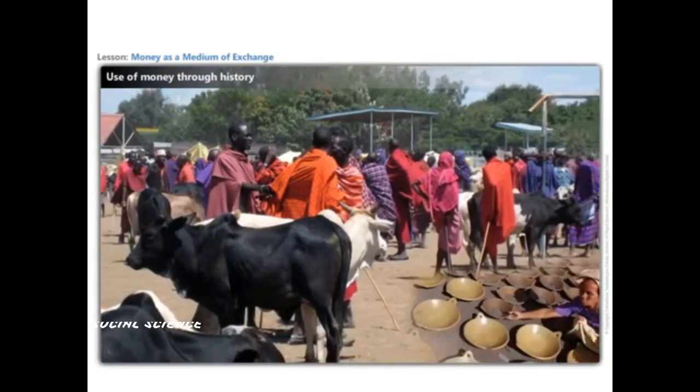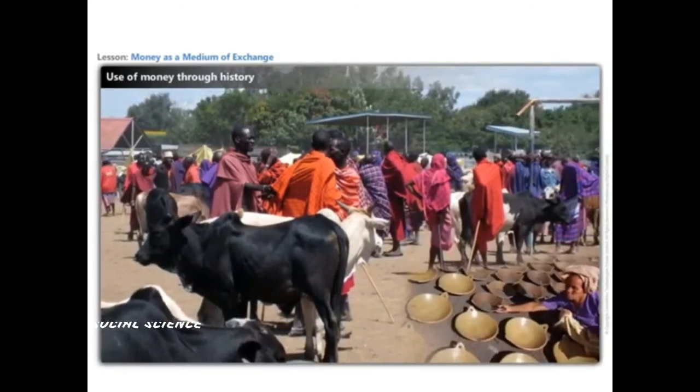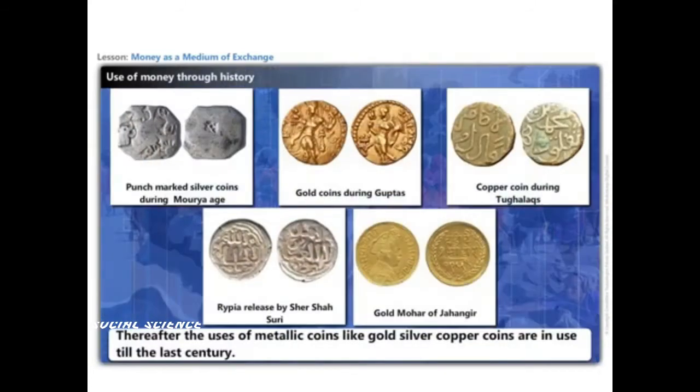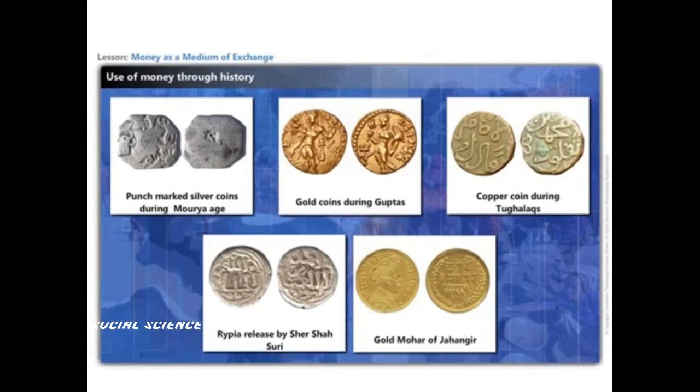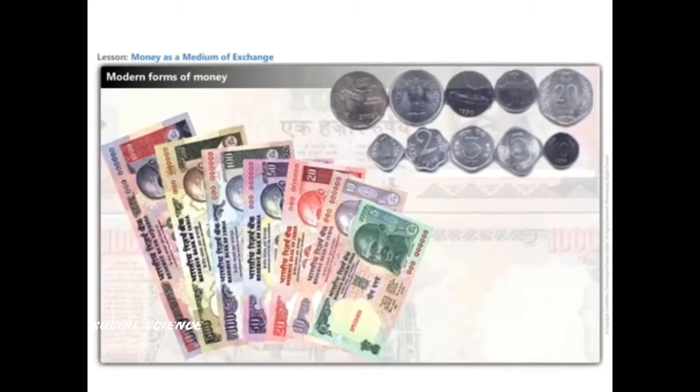Before the introduction of present coins and currencies, some other objects were used as money. In very early age, people used grains and cattle as money for exchanging goods. Thereafter, metallic coins like gold, silver, copper coins were in use till the last century. The modern form of currency used in India is rupee.